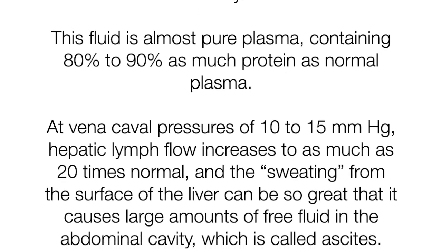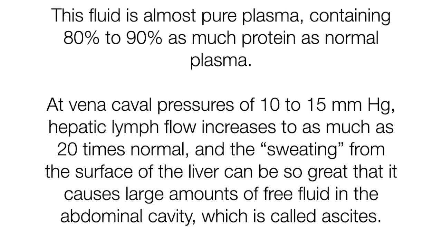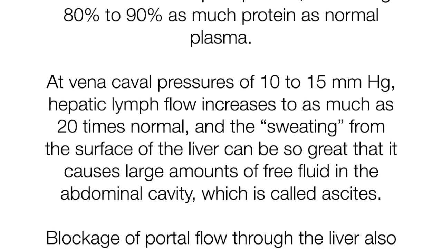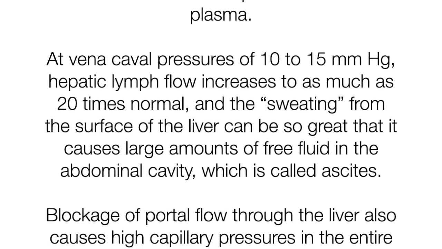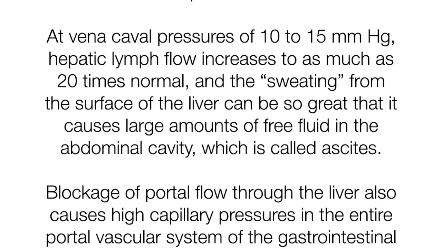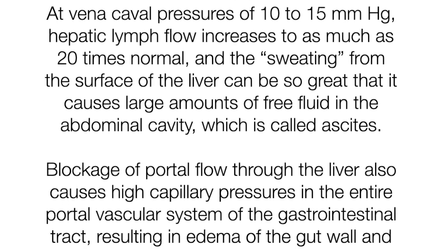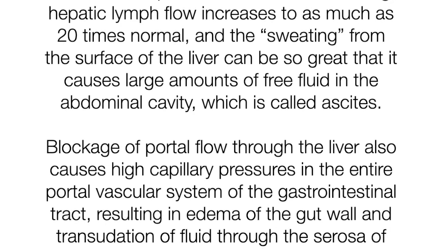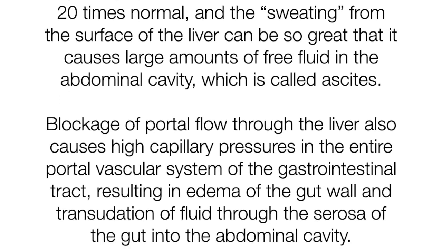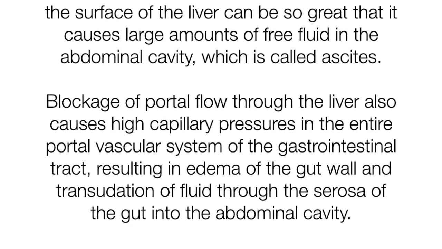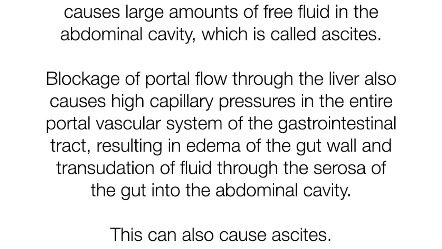At vena cava pressures of 10 to 15 millimeters, hepatic lymph flow increases to as much as 20 times normal, and the so-called sweating from the surface of the liver can be so great that it causes large amounts of free fluid in the abdominal cavity, which is called ascites.